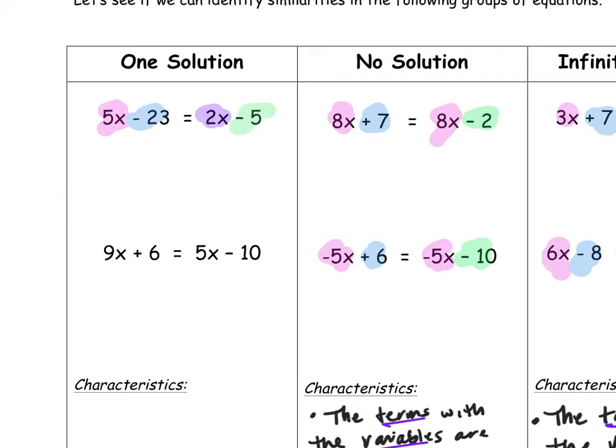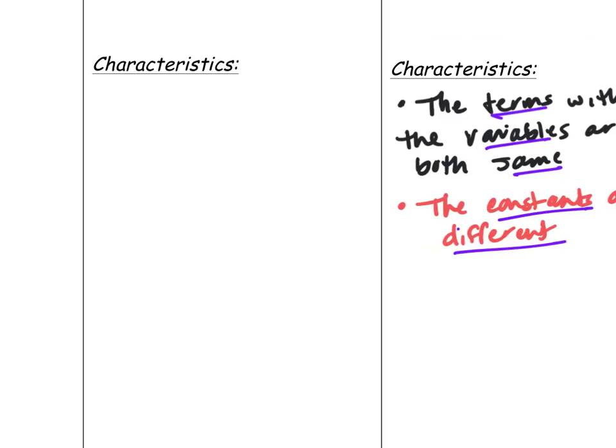I wonder if that happens again when we look at the second example. So let's look at our first term on this side. And sure enough, the term on the other side with the variable is different. If I look at our constants, I have a positive 6, but then I also have a negative 10. So all of the parts of this are different. The most important part of this is that the terms with the variables are different.